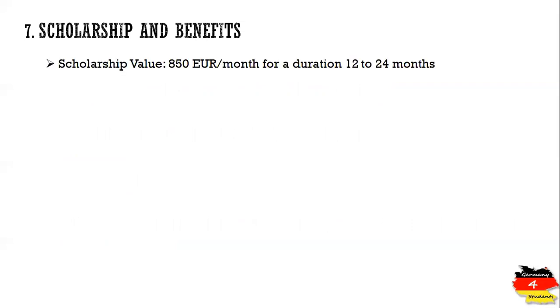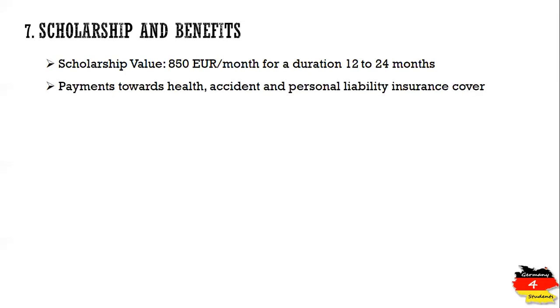Now let's talk about the scholarship value and the benefit that you will get. The scholarship value is 850 euros per month, and you will be getting this amount for 12 to 24 months. So if the program duration is 18 months, 1.5 years, then you will get it for 1.5 years. If the program duration is 24 months, then you will get it for 2 years.